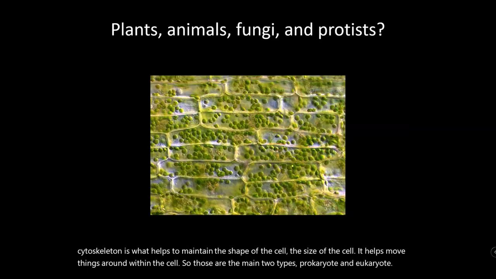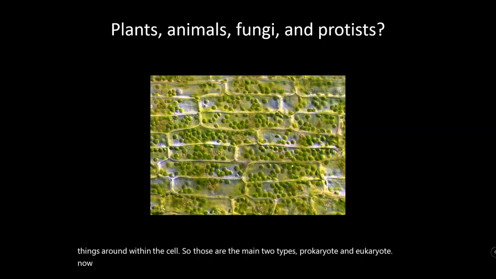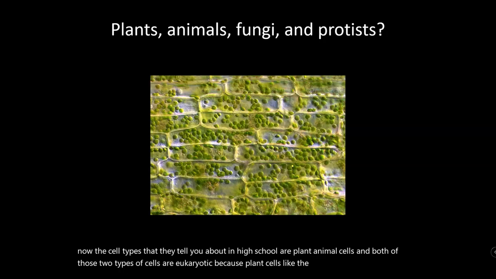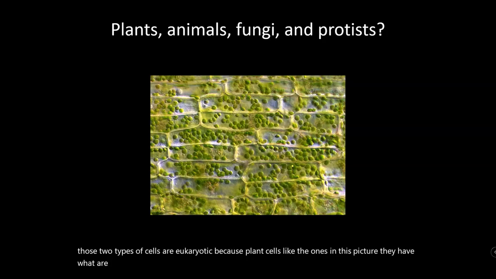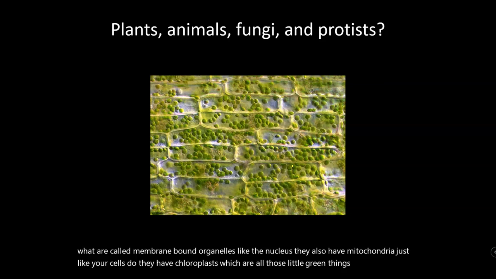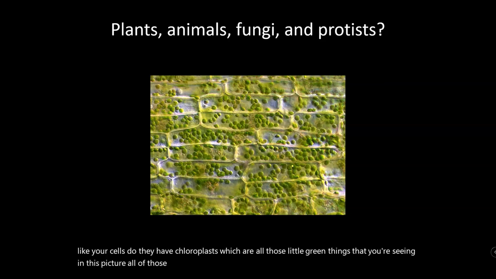Now, the cell types that they tell you about in high school are plant and animal cells, and both of those two types of cells are eukaryotic, because plant cells, like the ones in this picture, they have what are called membrane-bound organelles, like the nucleus. They also have mitochondria, just like your cells do. They have chloroplasts, which are all those little green things that you're seeing in this picture. All of those organelles have this membrane around them, and only eukaryotic cells have those. So plants and animals, eukaryotic.